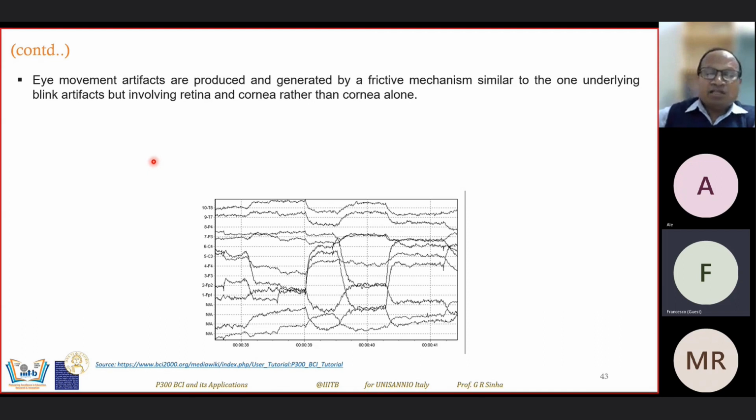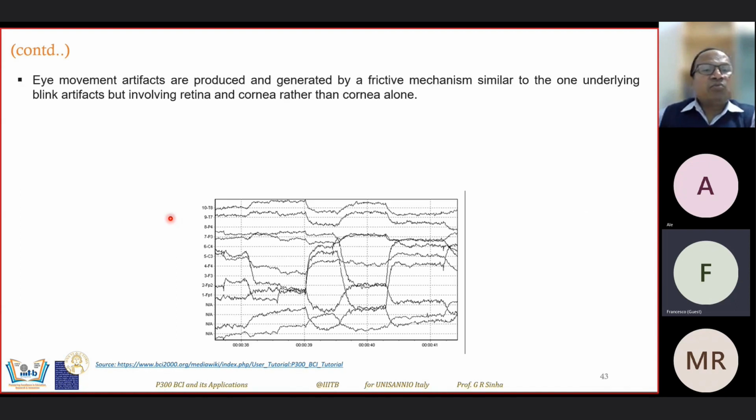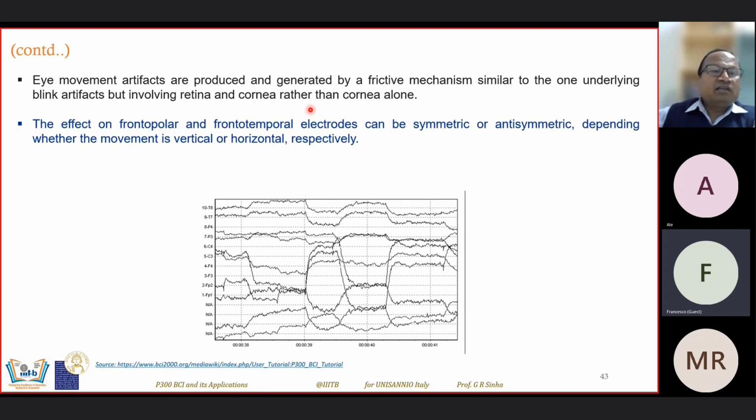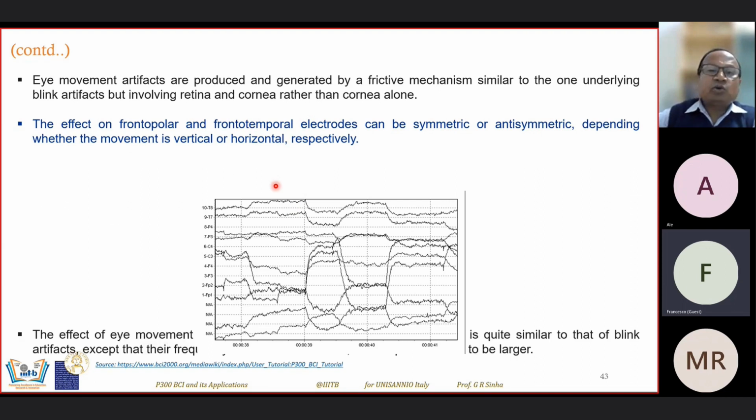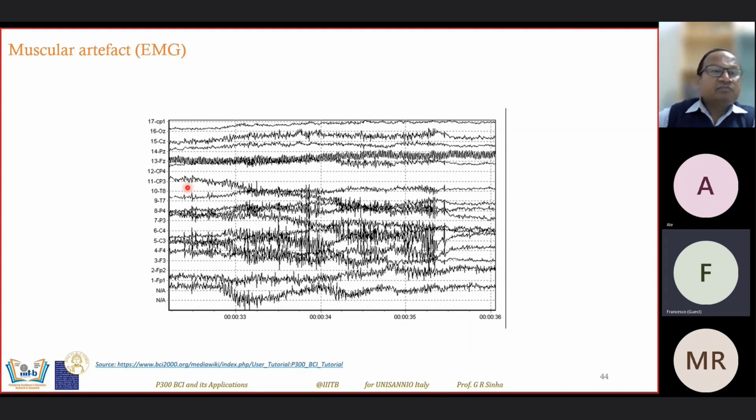So eye movement, that was just telling the impact of blink, and you could also see it in the example. Eye movement artifacts are generated by a frictive mechanism similar to the underlying blink artifact, involving retina and cornea. And the effect on front polar and front temporal electrodes can be symmetric or asymmetric. So there are different types of patterns that can affect the original signal using artifact created by the eye.